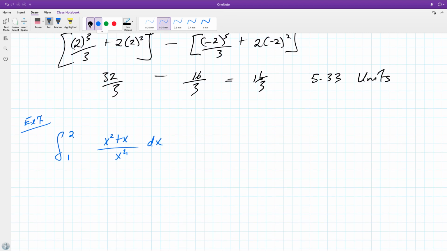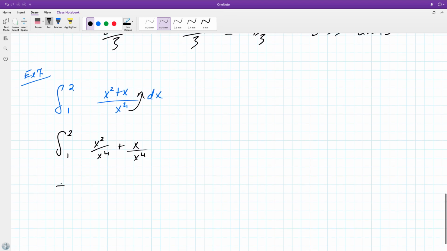Right, we have a little look at it then. So, that's the integration between 2 and 1 of x squared over x to the power 4 plus x over x to the power 4. Once again, you could have brought x to the power 4 up and multiplied by x to the power minus 4. So that is the integration between 2 and 1 of 1 over x squared, which another way of saying 1 over x squared is simply x to the power minus 2, plus 1 over x cubed, which is simply another way of saying x to the power minus 3.